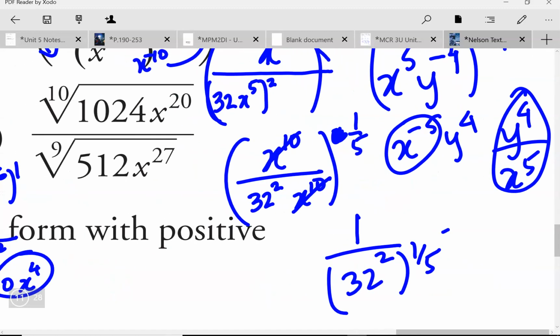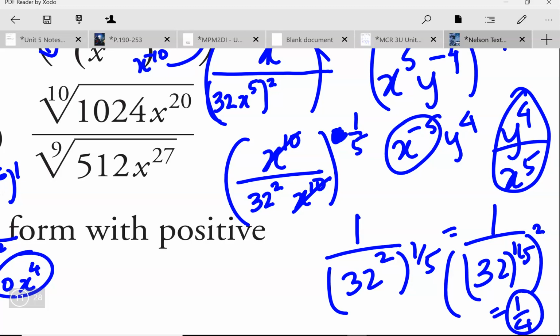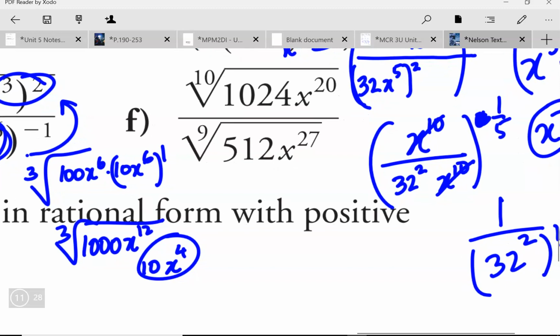And I'm going to flip these around, as I always want to do. I want to do the 1 over 5 first, and then do the squared. This is just 2 squared, so this answer is just 1 over 4. If you have a calculator, there's nothing wrong in doing 32 squared and taking the 5th root. You should get 4, but yeah, who wants to do that?